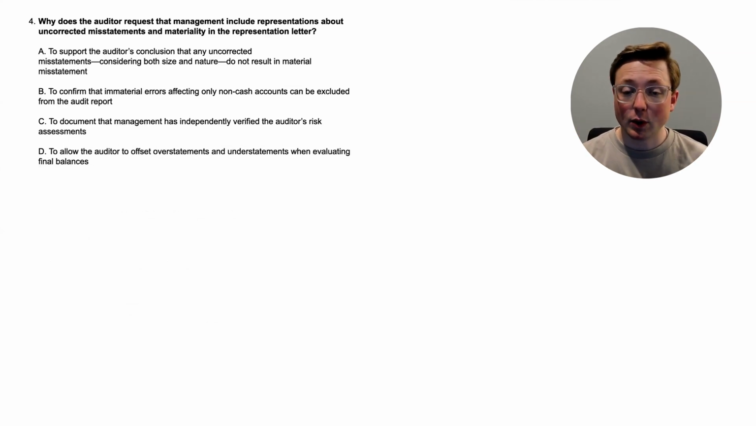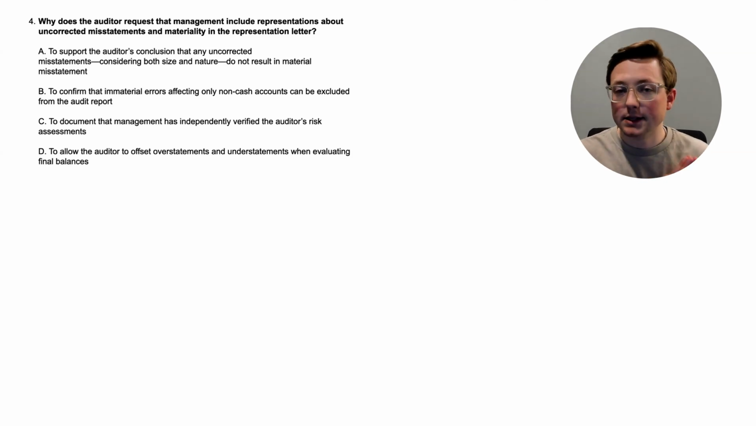Why does the auditor request that management include representations about uncorrected misstatements and materiality in the representation letter? Let's go through the options. Option A, to support the auditor's conclusion that any uncorrected misstatements, considering both size and nature, do not result in material misstatement. Option B, to confirm that immaterial errors affecting only non-cash accounts can be excluded from the audit report. Option C, to document that management has independently verified the auditor's risk assessments. Or option D, to allow the auditor to offset overstatements and understatements when evaluating final balances.